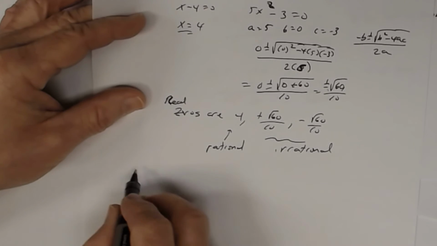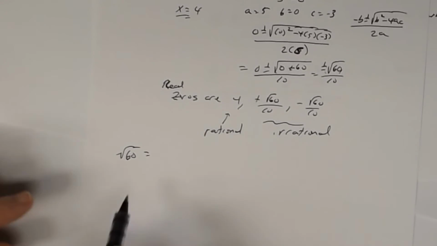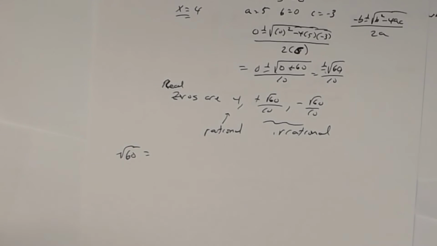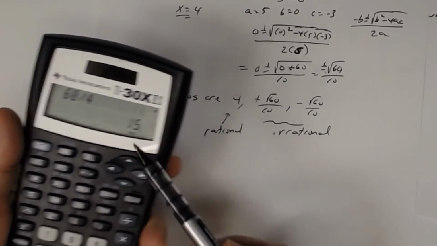All right, so let's do that. The square root of 60. We have to find the largest perfect square that goes into 60. So let's try 4. 60 divided by 4 is 15. So 4 is a perfect square that goes into 60.